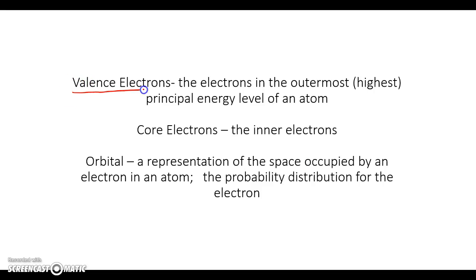Let's talk about valence electrons. By definition, those are the electrons in the outermost shell of the atom, the outermost orbital, the outermost principal energy level of an atom. Core electrons are the inner electrons. And the orbital's definition is a representation of the space occupied by an electron in an atom, or the probability distribution for the electron. We said it's the space where there is a high probability of finding that electron.